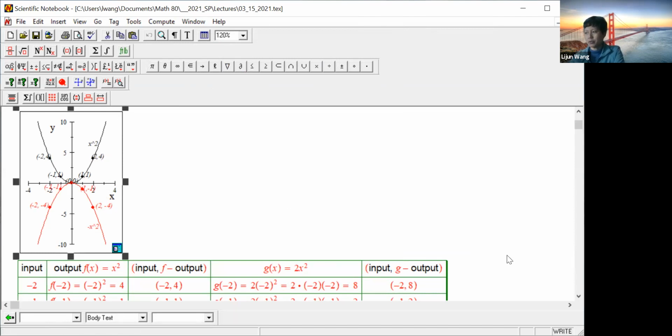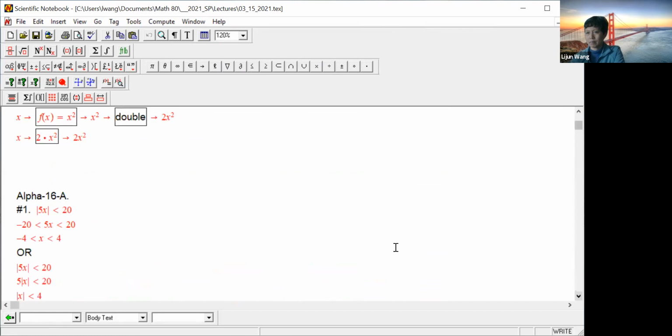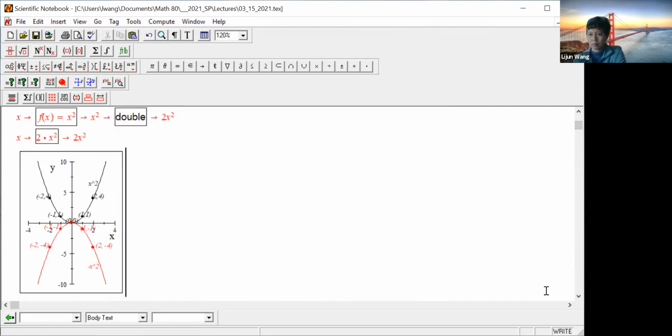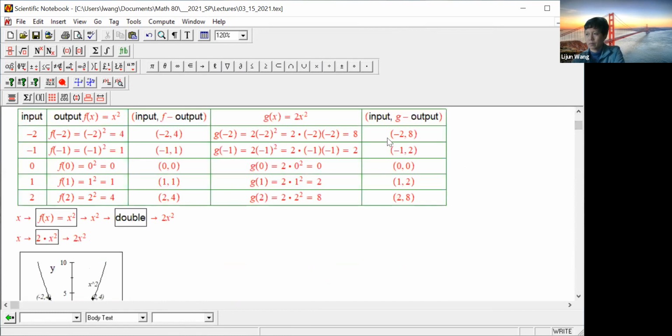Now we're going to continue the plotting. We're going to put all of these points for 2x squared in the same picture. Could you guys do that for me? Okay, all of these points.